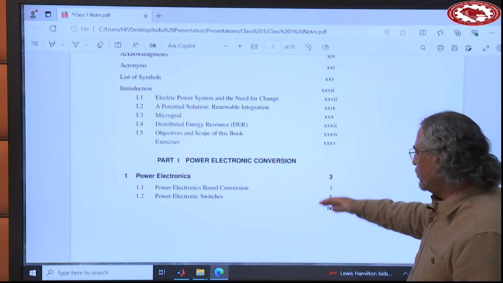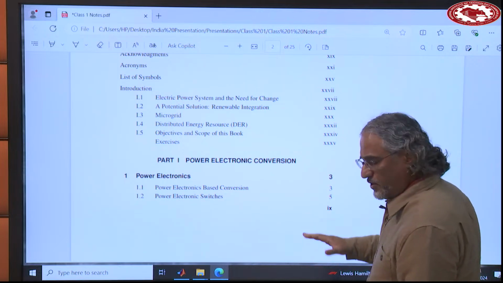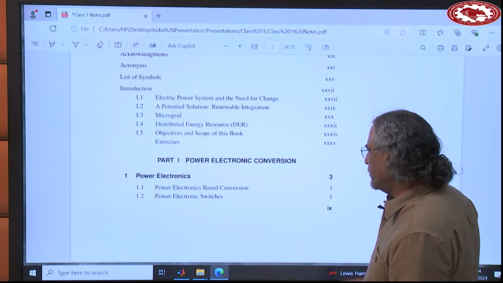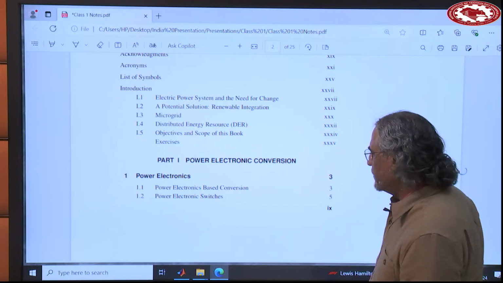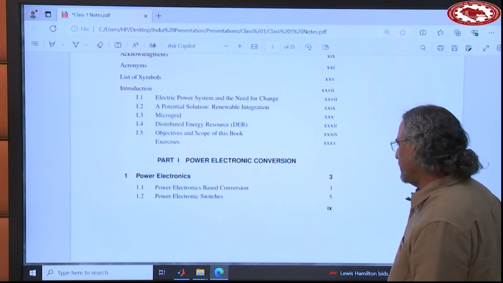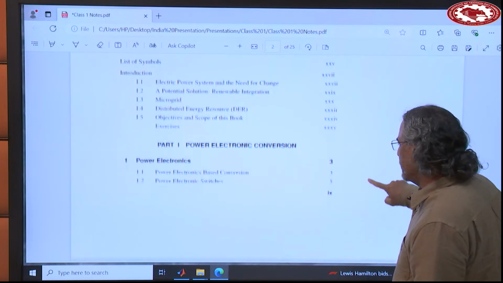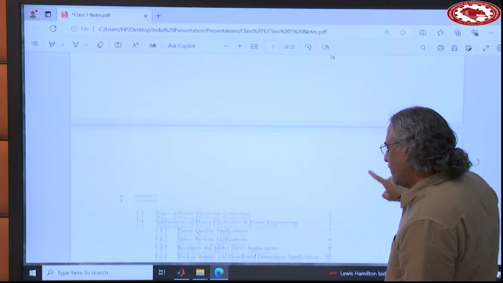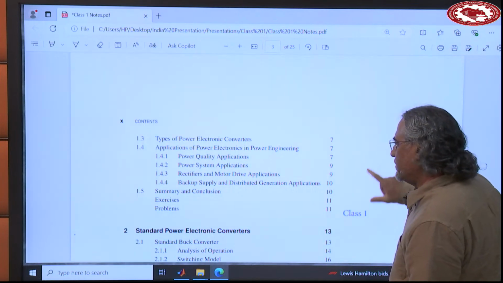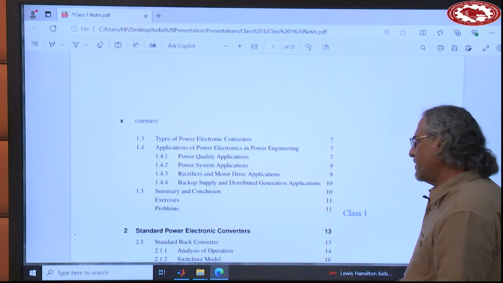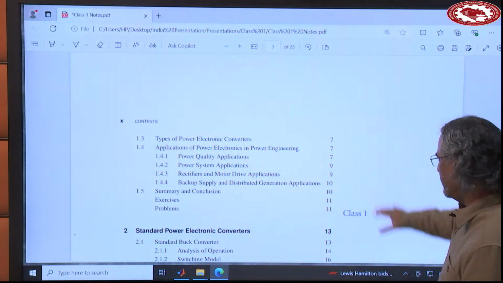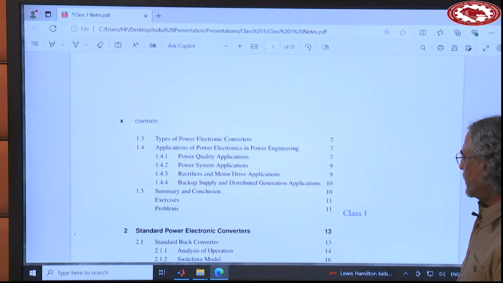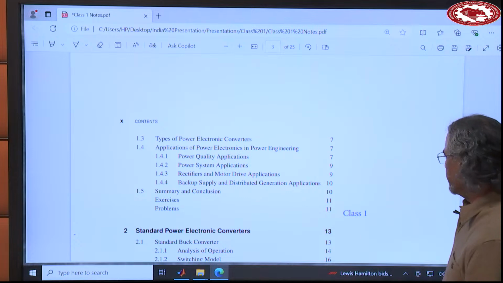Then chapter 2, which is again a general and introductory chapter, goes into introducing power electronics. So what is really power electronics? What are the main components of power electronics? What does power electronics do? And what are the applications of power electronics? So these 2 chapters together are the introduction for the course, and my plan is to cover most of these 2 chapters in the first class.